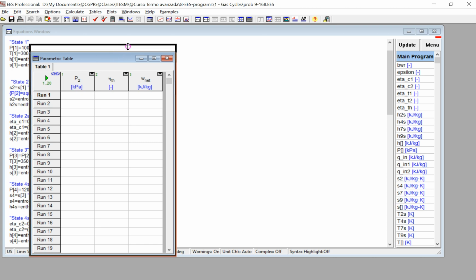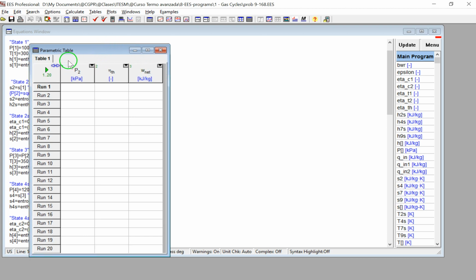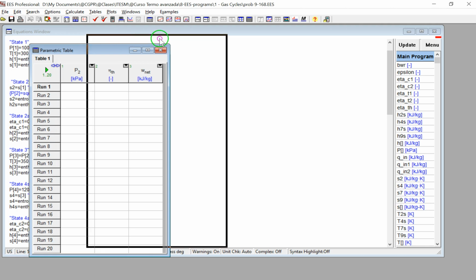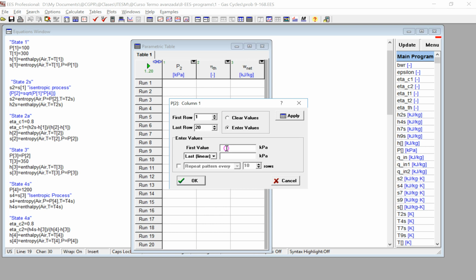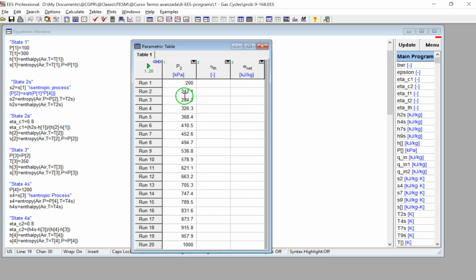Now what I'm going to need to do is to assign values. And I know that P2 should be higher than 100 pascal and lower than 1200 kilopascal. So I don't want to think a lot, so I will say I would like to change it from 200 to 1000, and it will change linearly. It creates this table, and now if I press F2, I still have the same problem.